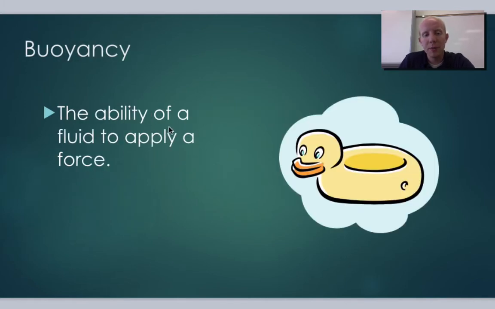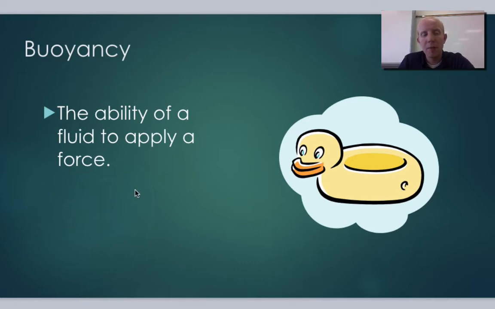And buoyancy is the ability of a fluid to apply a force. Now, you probably think of buoyancy as an object being able to float, which it sometimes can, but there's a buoyant force regardless of whether the object floats or not. So buoyancy is this ability of a fluid to apply a force to an object. When you jump in the swimming pool, the reason your body doesn't sink to the bottom is because there's a buoyant force pushing you up.